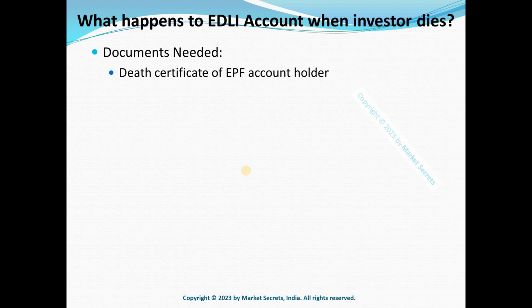One is the death certificate of the EPF subscriber. EDLI is also part of your EPF, so your EPFO subscriber's death certificate, I mean, whoever was the initial subscriber. Their death certificate is needed, and the birth certificate of the claimant. This is to prove the age of the claimant. They should be above 18 years of age, so a birth certificate or any other age proof is more than enough.